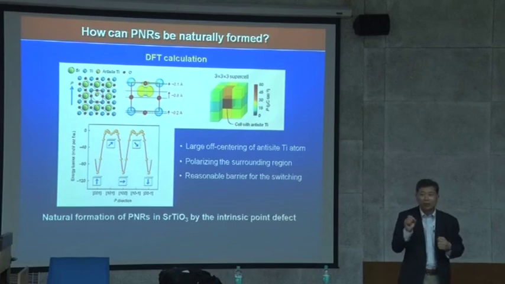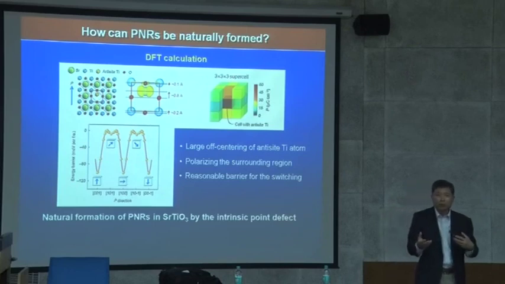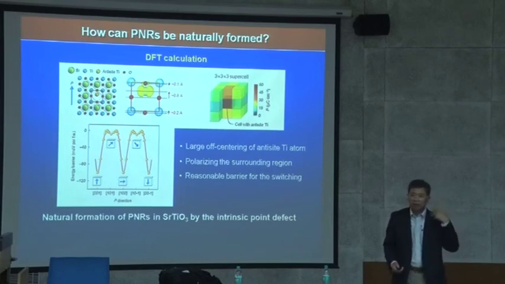So with extra titanium, you have two ways to compensate this. One way, strontium is vacant because you have a lesser amount of strontium. Or titanium goes to the strontium site. This is called anti-site disorder. Okay, you know, point defects going to the A site: your B site atom goes to the A site, that's what we call anti-site. And that's a known defect from previous calculations.